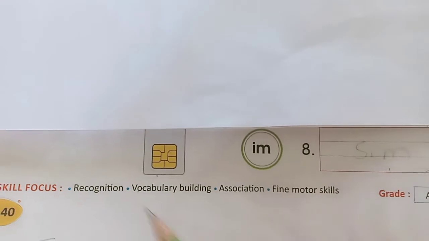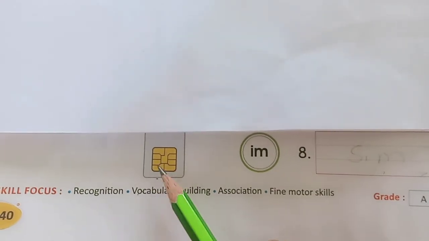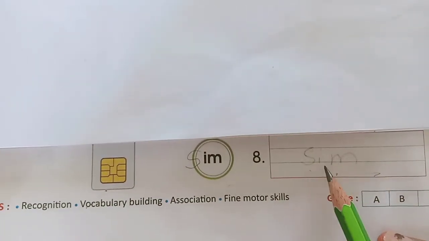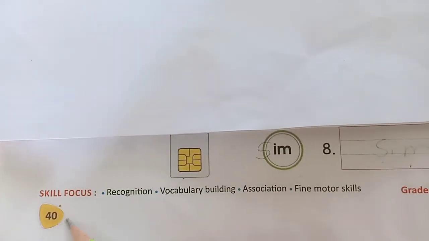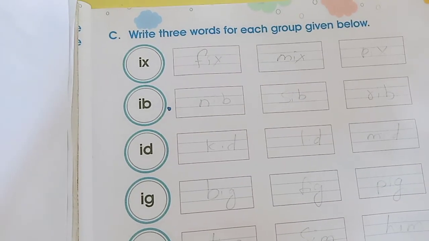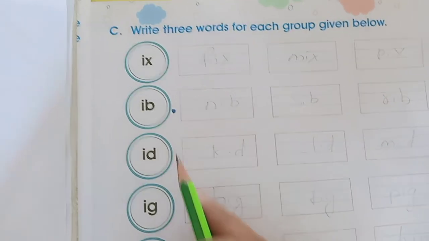Okay. Now which picture is this, beta? This is SIM. So you have to add S here. Okay. So we will get SIM, SIM. Like this way you have to complete page number 40. Yes dear kids. Now take out page number 41.